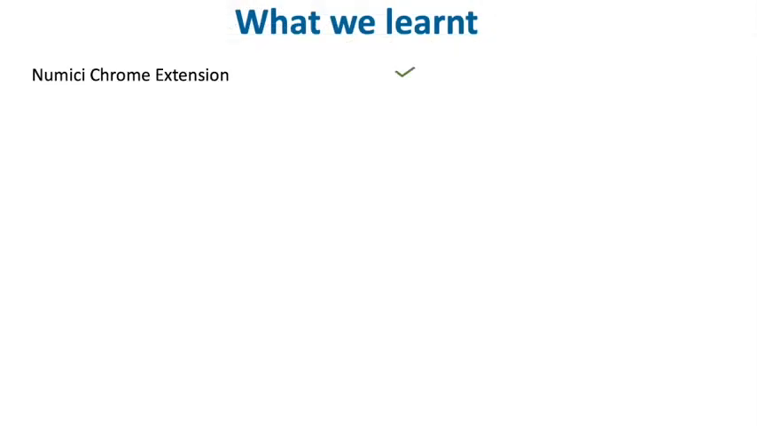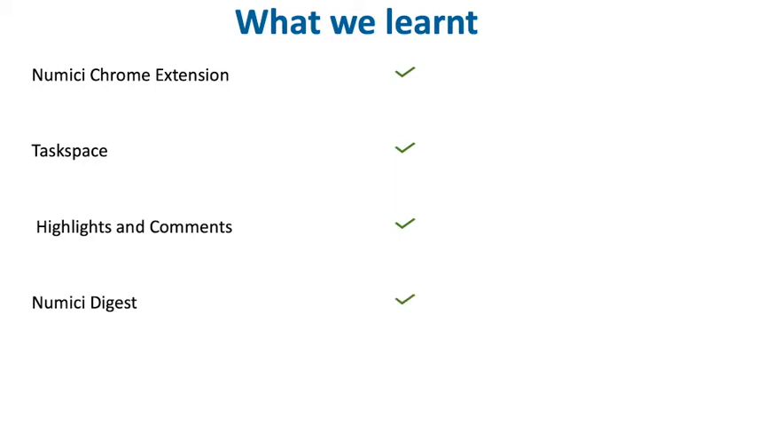Let's do a quick wrap up. We installed the Numici Chrome extension. You need to do this only once. We created a Taskspace and added a web page to it. On the web page, we created highlights using snippets of text and images, as well as added comments. We reviewed the Numici Digest, saw how deep links work, and published the digest on multiple channels. And lastly, we posted an annotated web page on the social media platform LinkedIn.